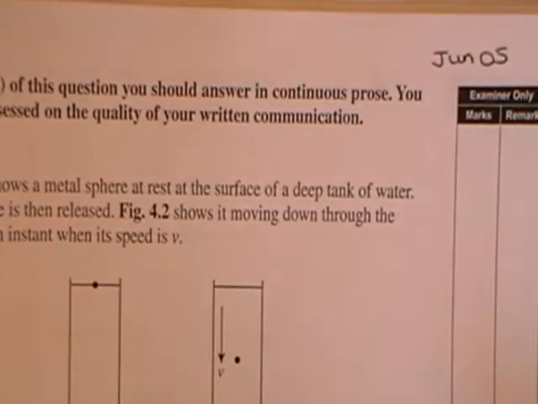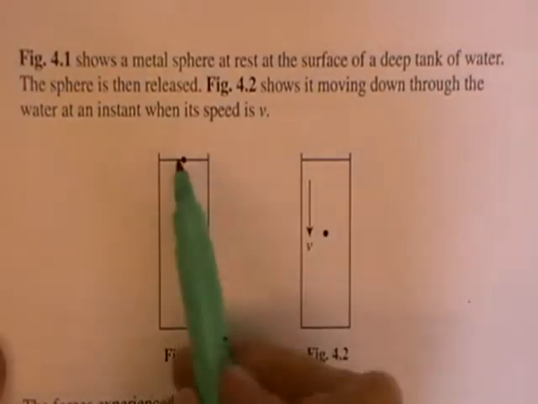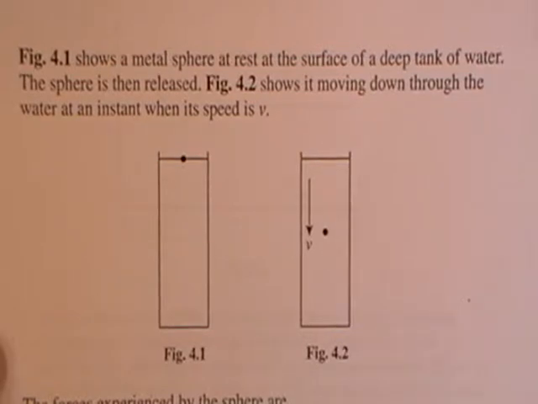The next question is Jun 2005 question 4. Figure 4.1 shows a metal sphere at rest, there it is there, at the surface of a deep tank of water. The sphere is then released. Figure 4.2 shows it moving down through the water at an instant when its speed is v.